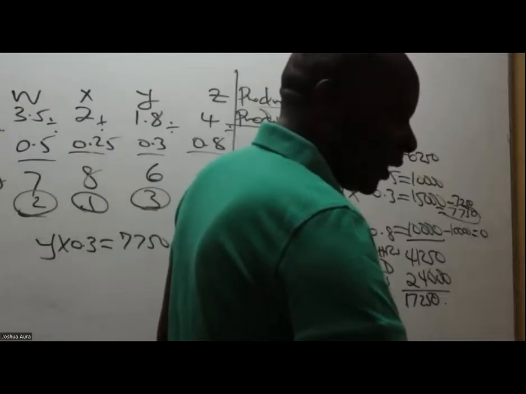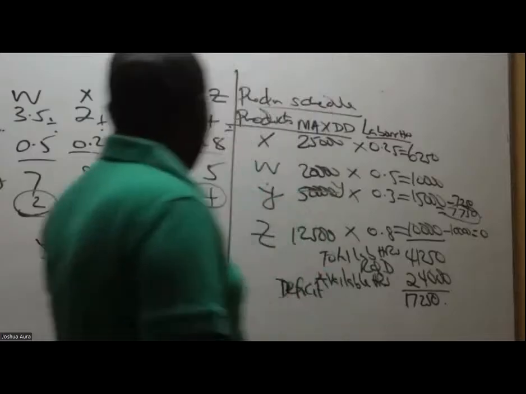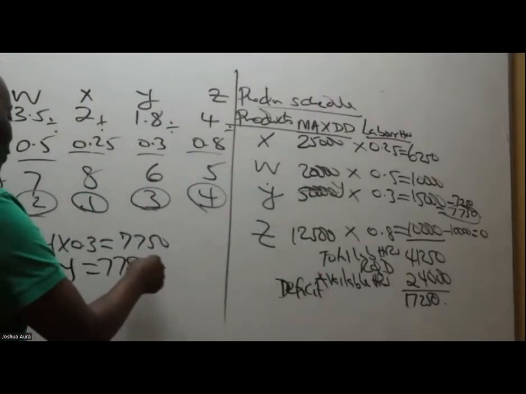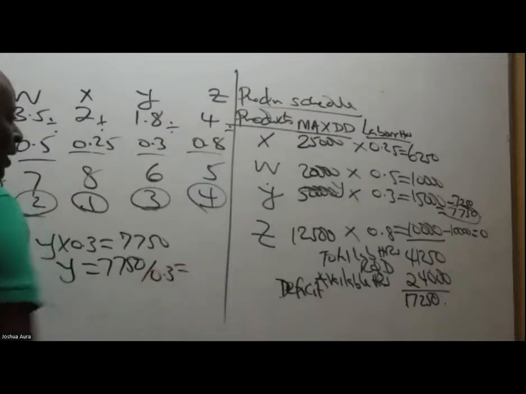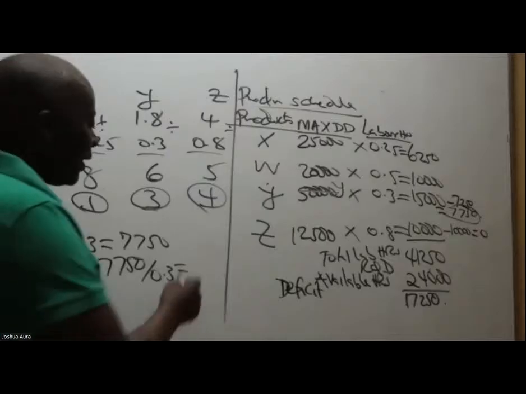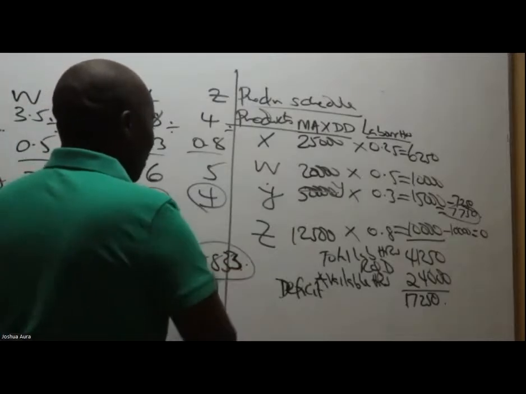24,000, it's given in the question, you can see here. Total hours available, there are 24,000 hours available there. All right. So in this case here, then, my Y will be equal to 7750 divided by 0.3, which gives us how many units here, somebody? 25,833. Thank you so much.